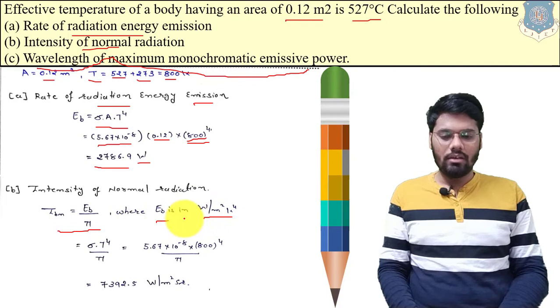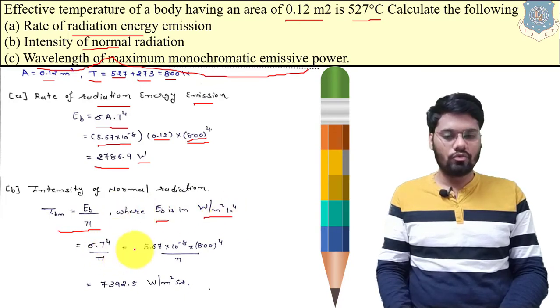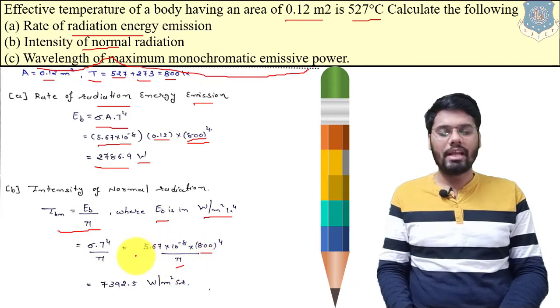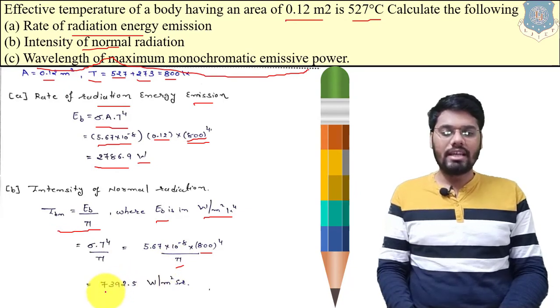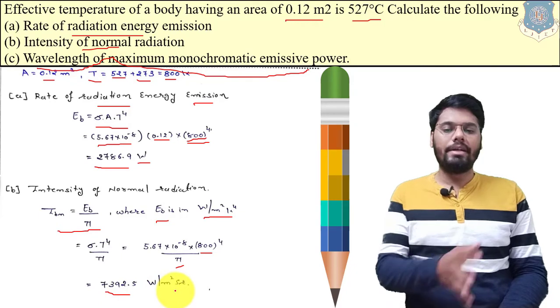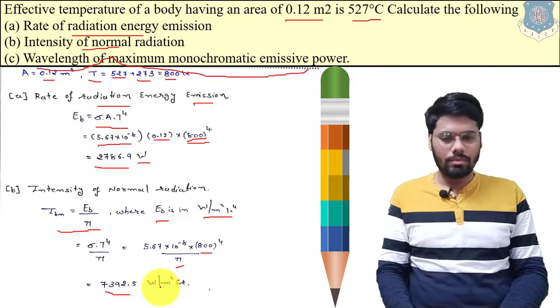So for the watt per meter square Kelvin raised to 4, E_b is sigma into T raised to 4. We know the value of temperature, 800, and sigma is 5.67 into 10 raised to minus 8. By calculating these values, we will get intensity 7392.5 watt per meter square. If you multiply here by area, then meter square will be cancelled.